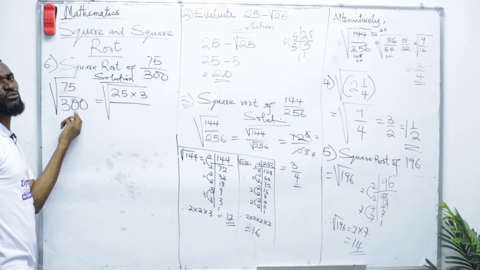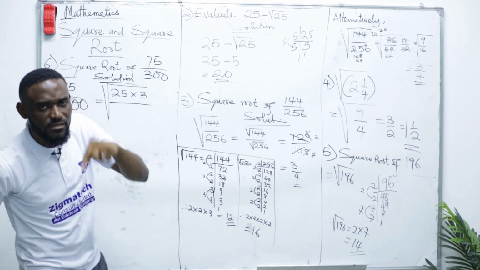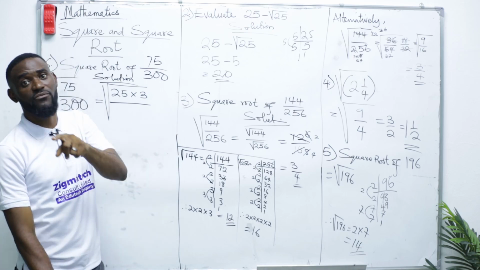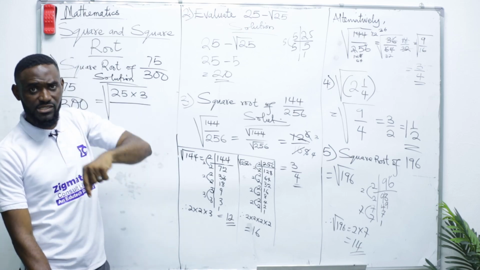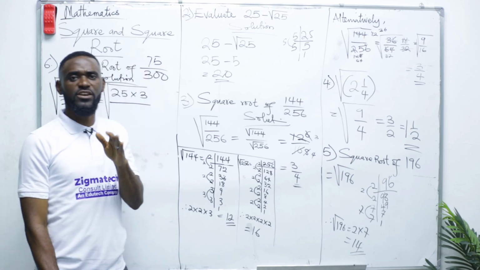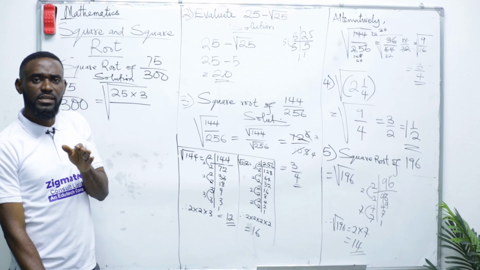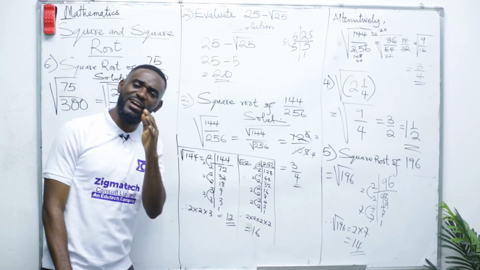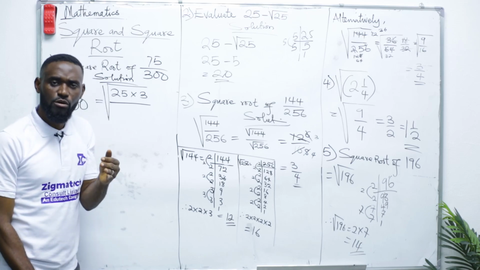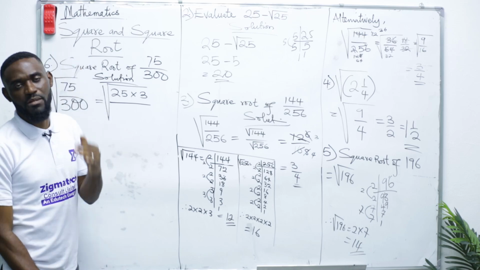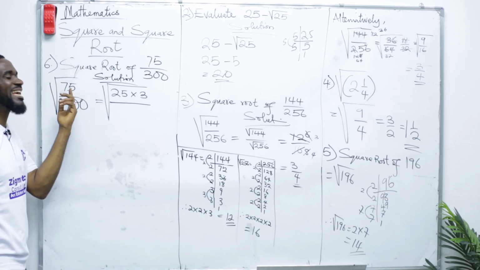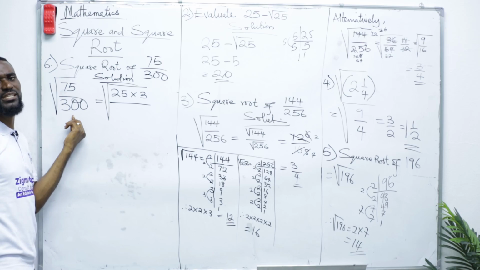300 is not a perfect square, so they can't have a perfect square root. They will have a square root that is a decimal. Remember in our introductory part of this class, we said that perfect squares will give a square root that is a whole number. But imperfect squares will give a square root that is either a fraction or a decimal number. Do you understand me, as the case may be? So 75 is an imperfect square. 300 is an imperfect square.